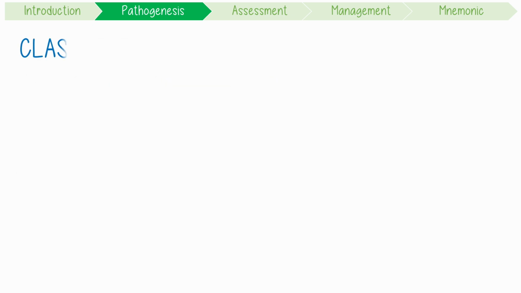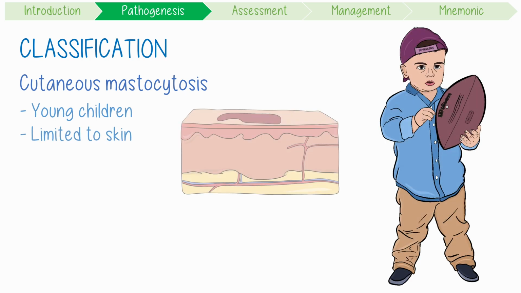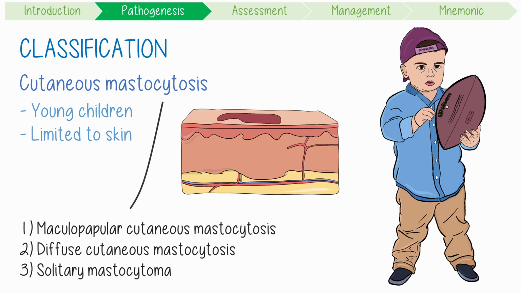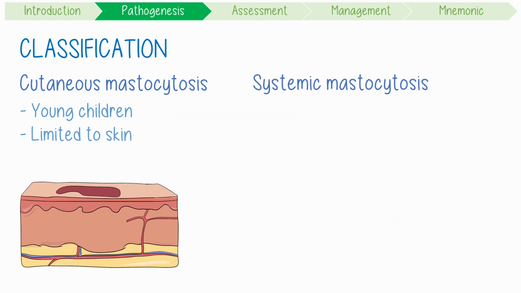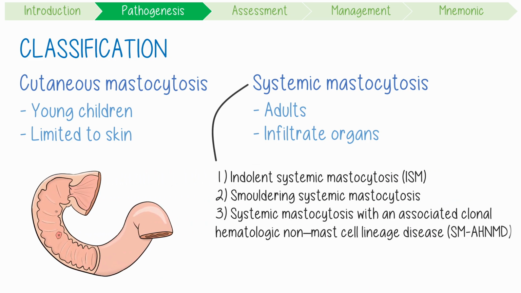Let's break down the classification of mastocytosis. Cutaneous mastocytosis is commonly diagnosed in young children, and the disease is often limited to the skin with an absence of pathologic infiltrates in internal organs. There are 3 variants of the cutaneous disease: Maculopapular cutaneous mastocytosis, diffuse cutaneous mastocytosis, and solitary mastocytomas. Systemic forms of the disease mostly affect adults and can infiltrate organs. There are 5 variants of this version, which can be indolent or aggressive.